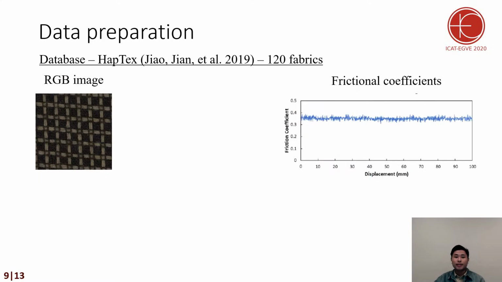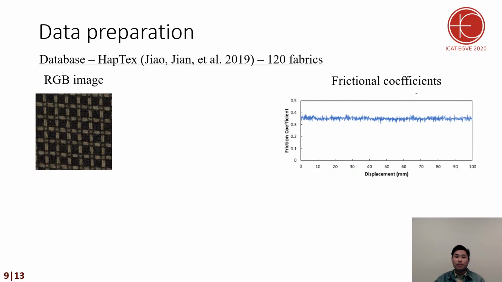To validate the effectiveness of our architecture, we selected the HAP-test dataset, which includes the visual data and the tactile data for 120 types of fabrics. The frictional data were recorded while a user slid his or her finger on the real fabric textures. We did data computation on the GAN database.